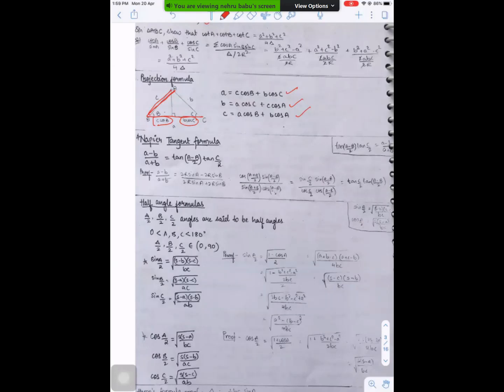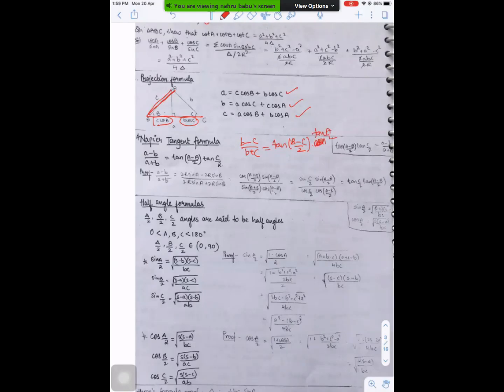After the sine rule and cosine rule, one more formula is the tan rule. This result we also call the Napier tangent formula. We have three results, like (b minus c) by (b plus c) equals tan of (B minus C) by 2 into cot A by 2. Oh, sorry, tan A by 2.